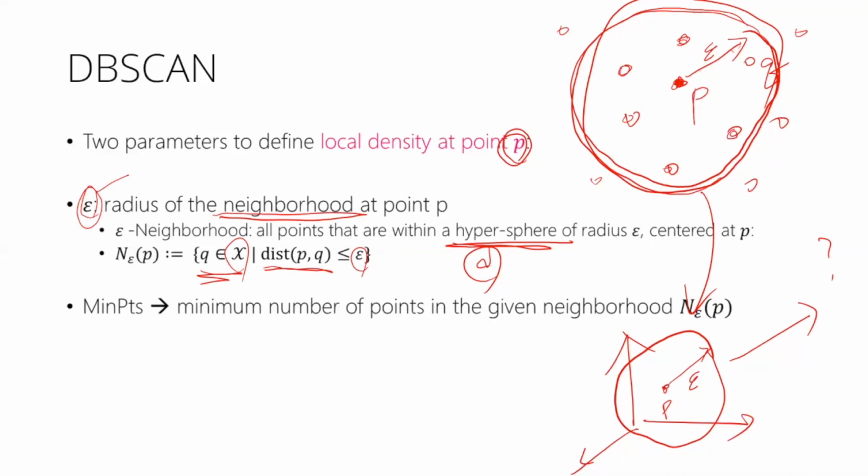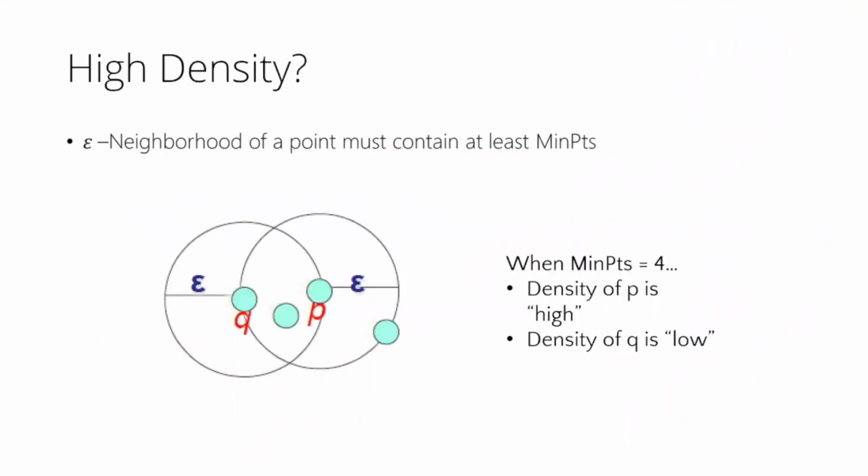The second user-defined parameter is what is called min points. Min points literally indicates the minimum number of points in the given neighborhood N_P. We're going to see this later, but min points is basically a parameter that defines if a point is dense enough or not. We're going to use this as a threshold to determine if point P is an outlier or a point that belongs to a certain cluster, okay?